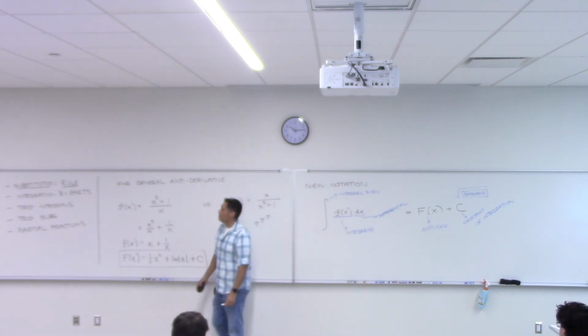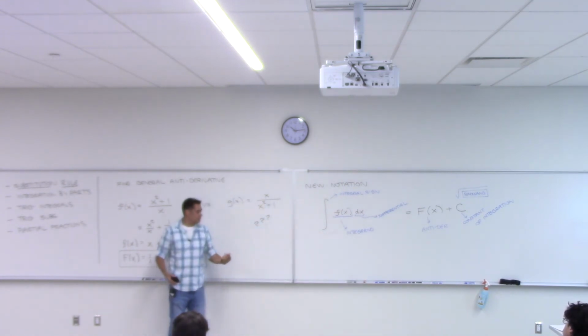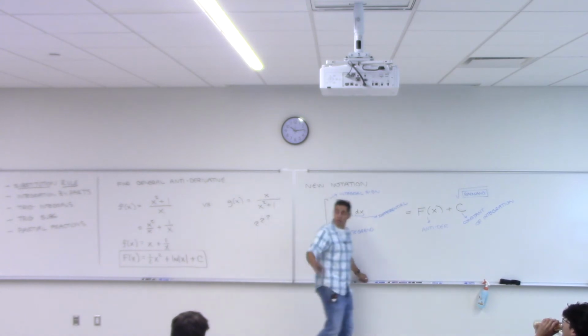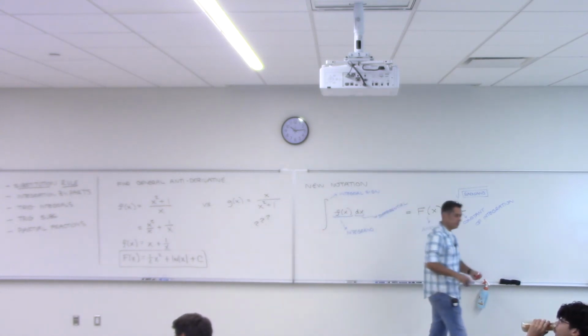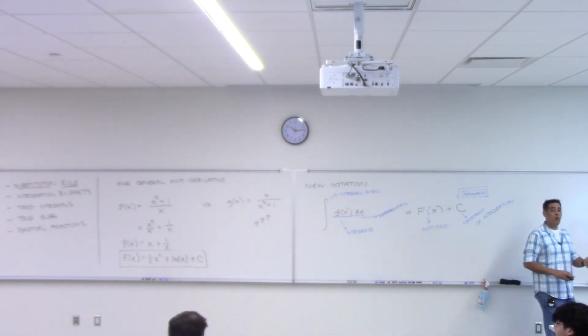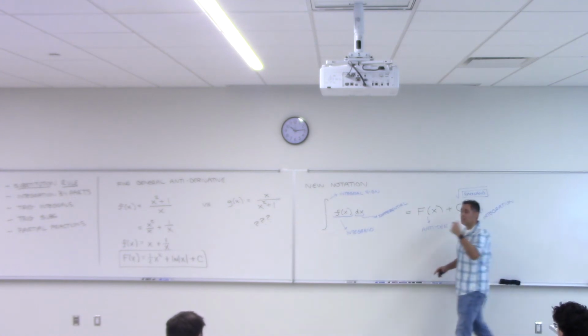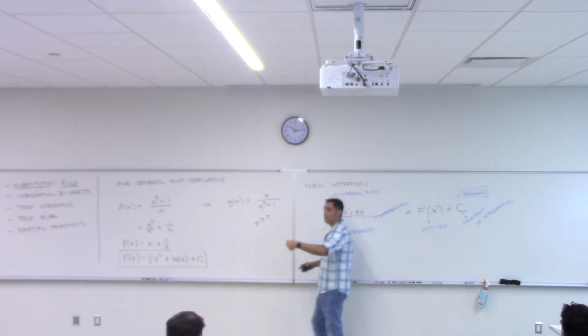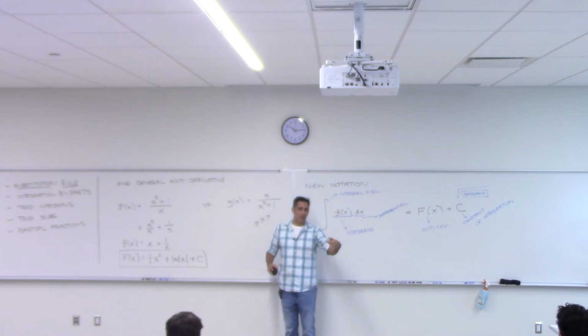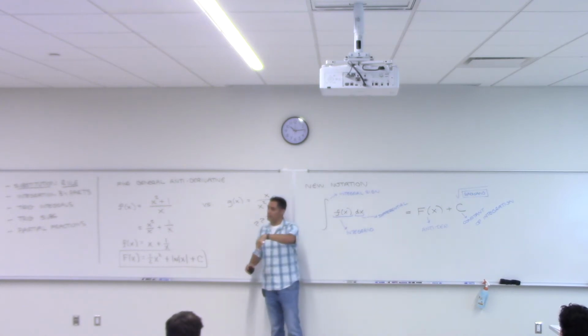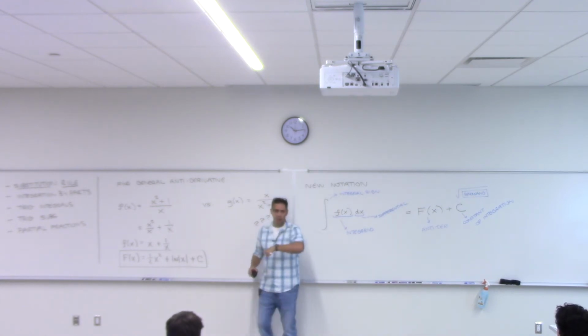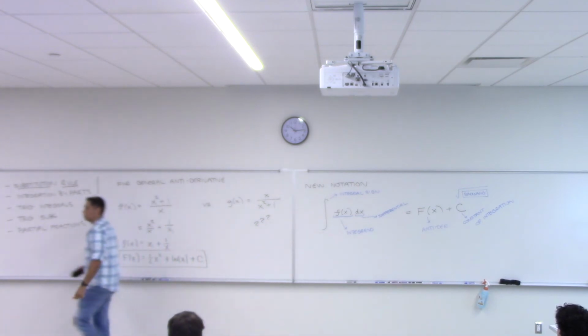The process of finding antiderivatives, the actual process of doing it, is called integration. In Cal 1, the process of taking derivatives is called differentiation. In Cal 2, we're finding antiderivatives. It is called integration. Got it? All right.